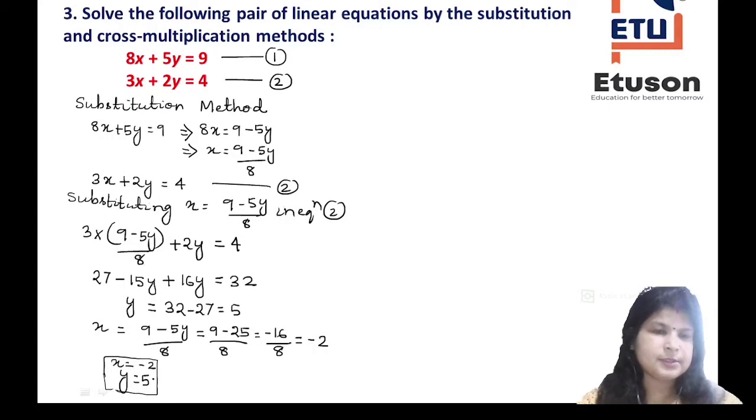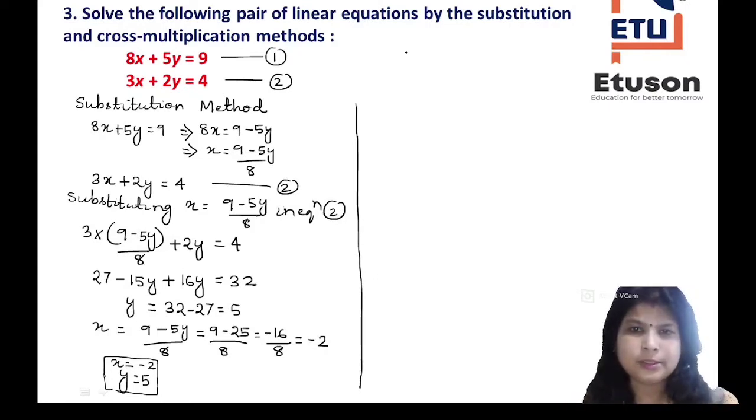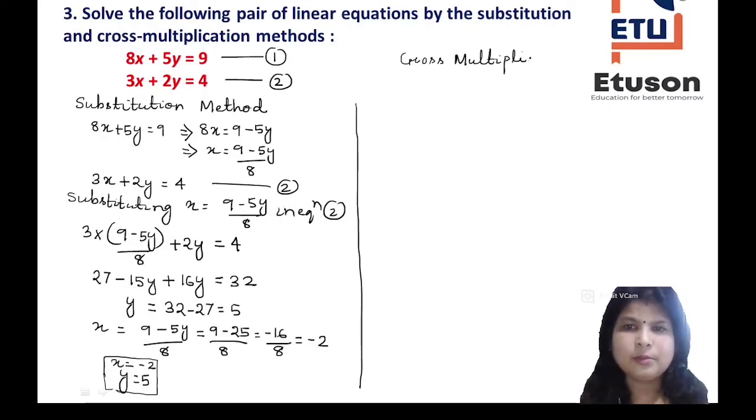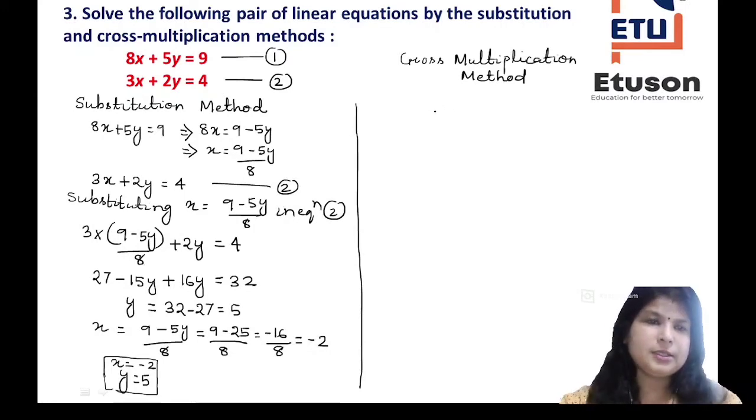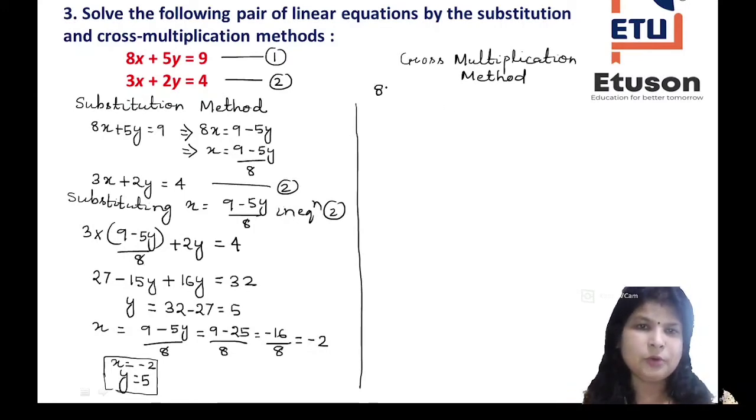Okay, so this is the answer you have obtained by using your substitution method. Now let us try it by your cross multiplication method. So what is cross multiplication method? First you need to write down step 1 in the generalized form. So let us write down 8x plus 5y minus 9 is equal to 0.